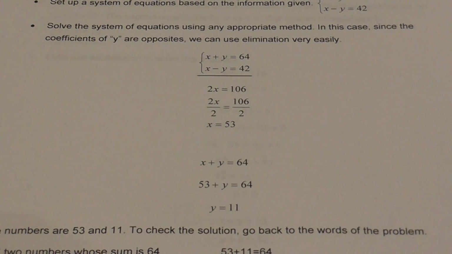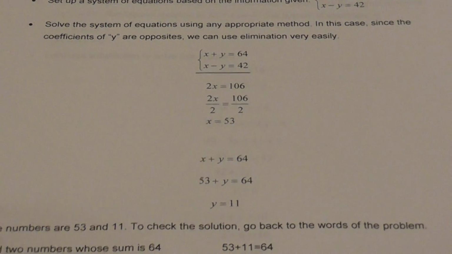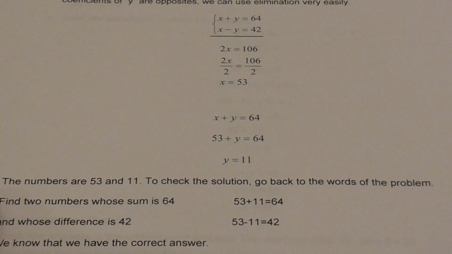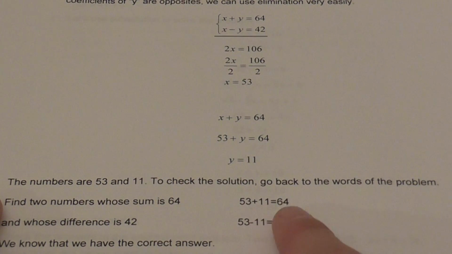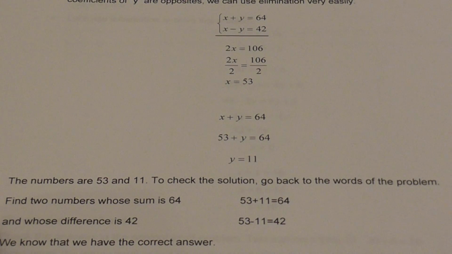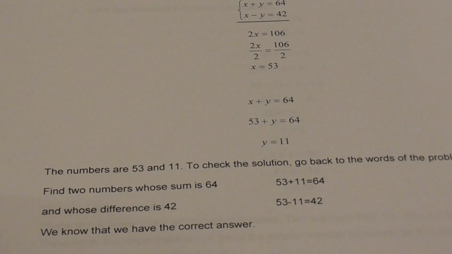So we have to check the solutions. We're going to go back to the words of the problem. Find two numbers whose sum is 64. So does 53 plus 11 equal 64? Yes, it does. And whose difference is 42. Does 53 minus 11 equal 42? And it does. So we know we have the correct answer.